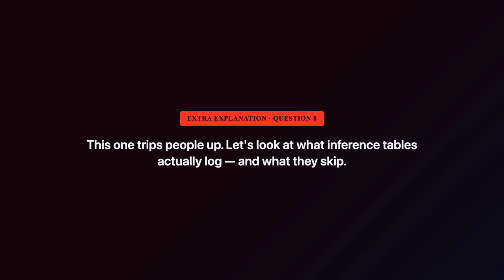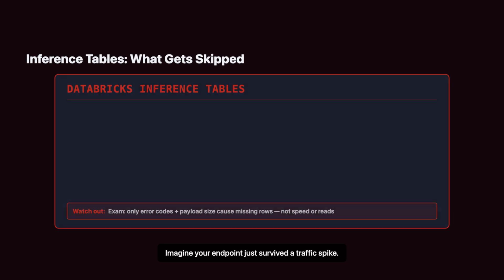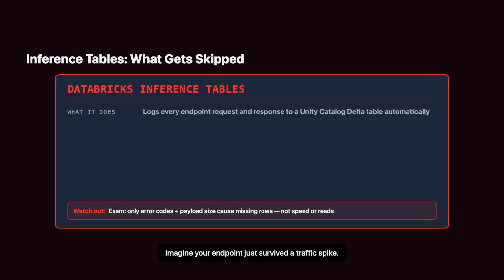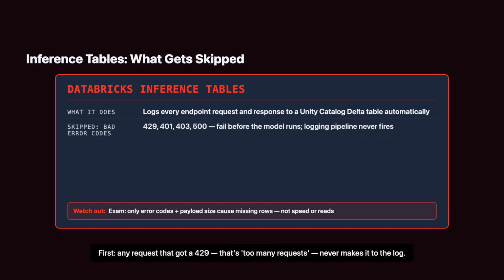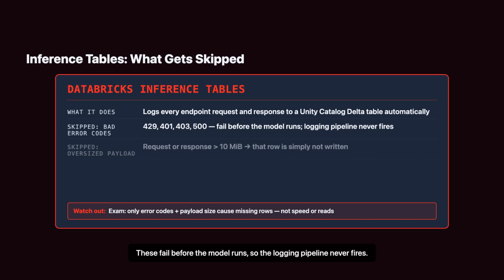This one trips people up. Let's look at what inference tables actually log and what they skip. Imagine your endpoint just survived a traffic spike. You open the inference table, but 40 requests are missing. What cut them? Two things. First, any request that got a 429, that's too many requests, never makes it to the log. Same story for 401, 403, and 500. These fail before the model runs, so the logging pipeline never fires.